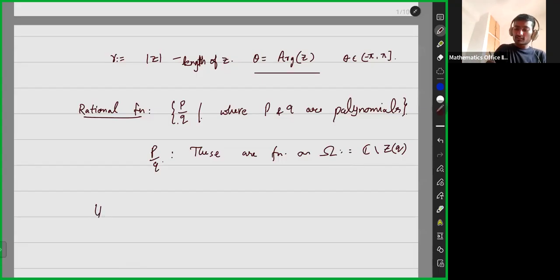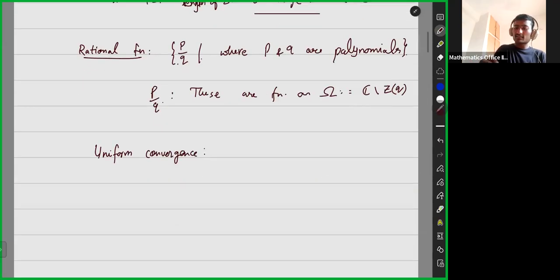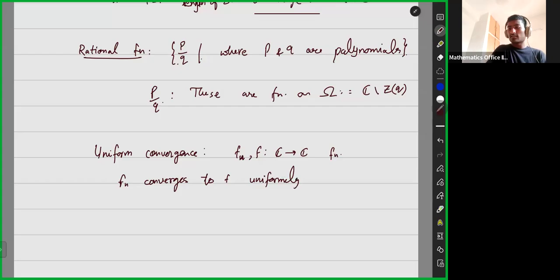Then we saw the definition of uniform convergence, right? And what is uniform convergence? It's a sequence of functions from C to C, Fn and F. These two are, let's say, complex functions. We say Fn converges to F uniformly, if what happens?